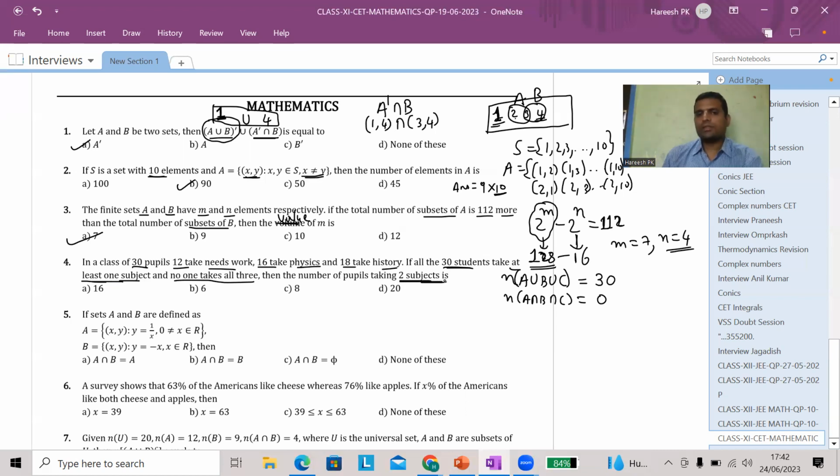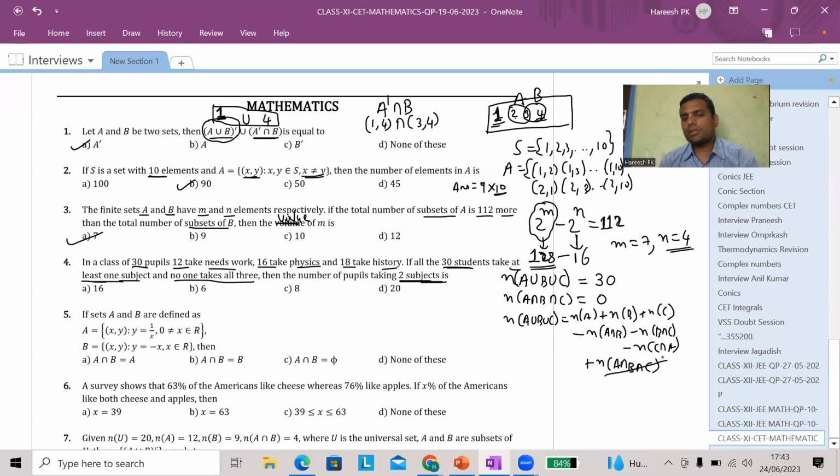So for 3 subjects, it's a direct formula. We have n of A union B union C equals n of A plus n of B plus n of C minus n of A intersection B, B intersection C, C intersection A. And then you have plus n of A intersection B intersection C.